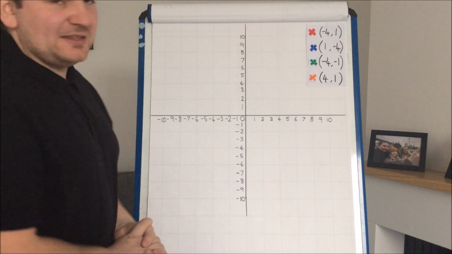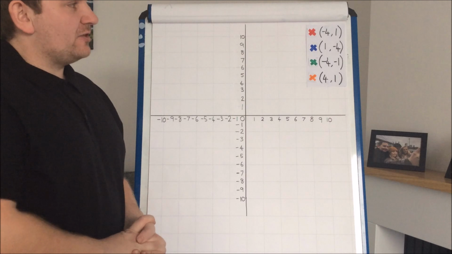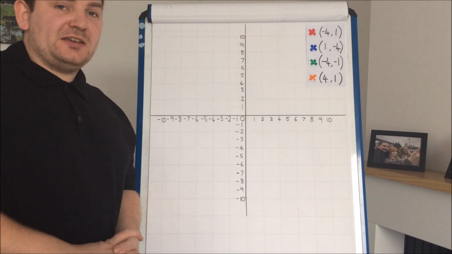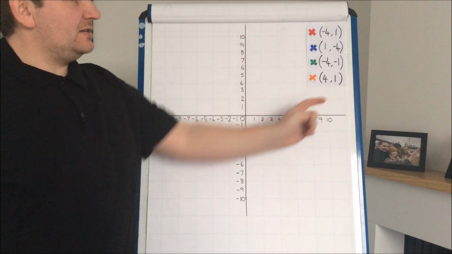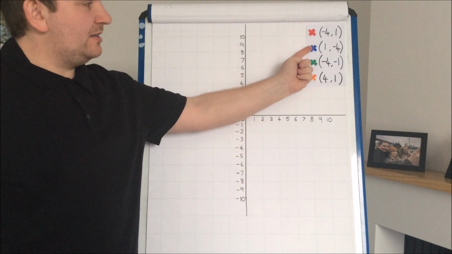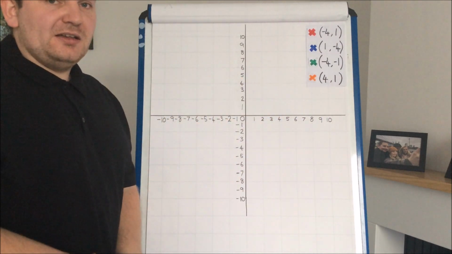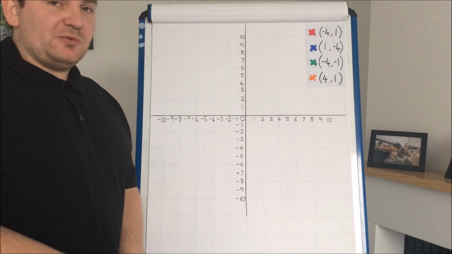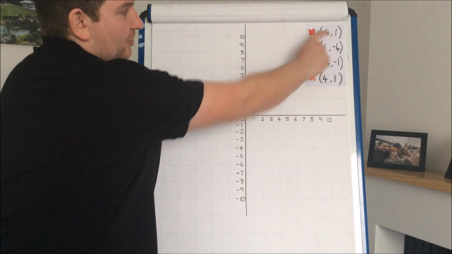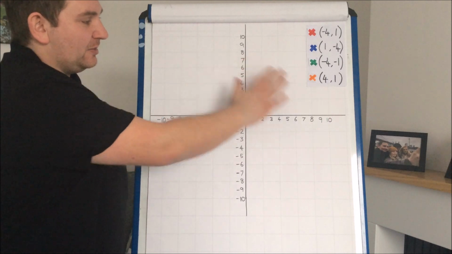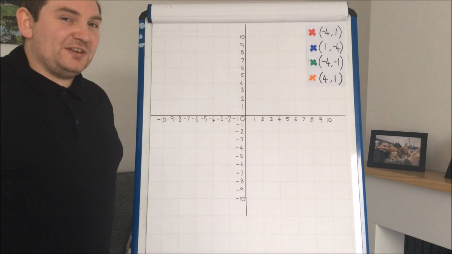Okay, so this time, instead of working out where the crosses are and finding the coordinates, we already have the coordinates, and I'd like to have a go at plotting these crosses on here. So, have a think about the red one first. -4, 1. Where do you think that would go on here? Pause the video now and have a think.